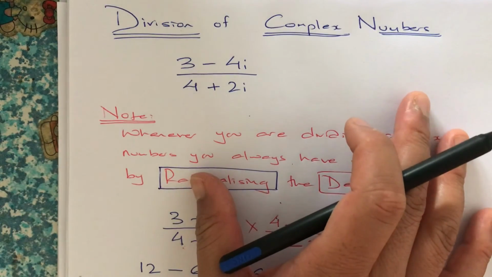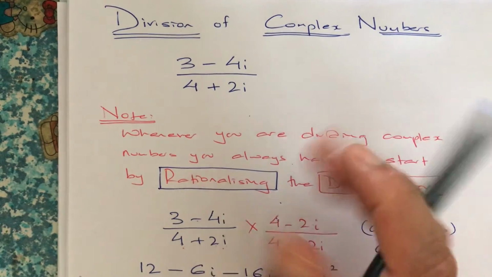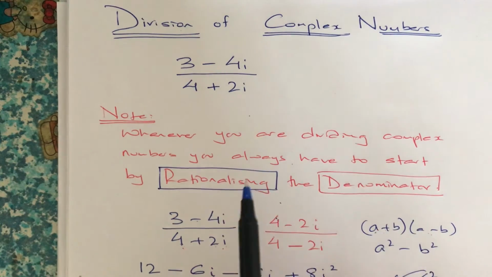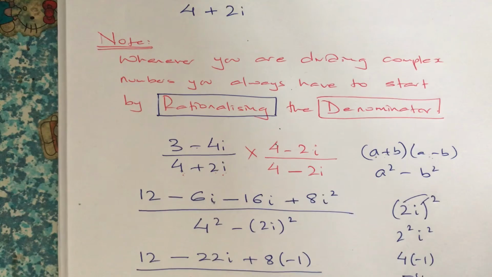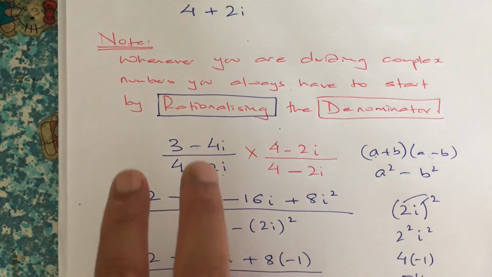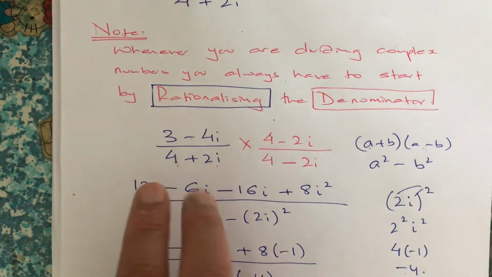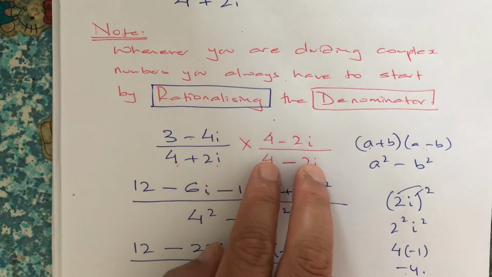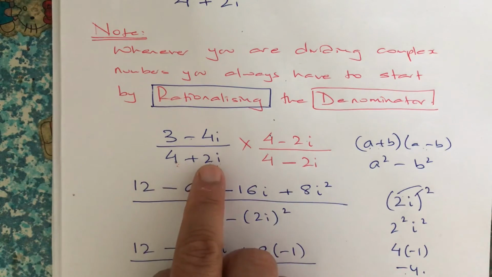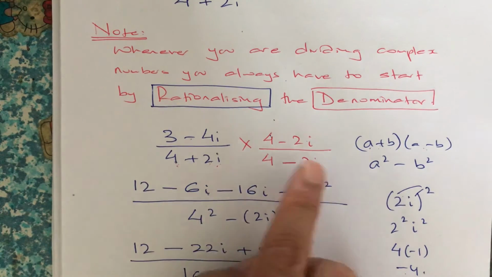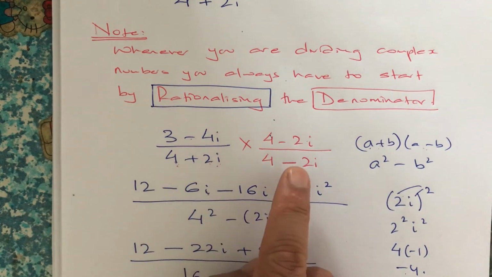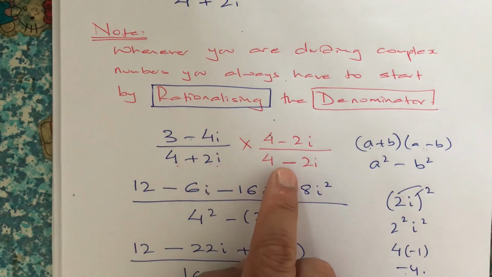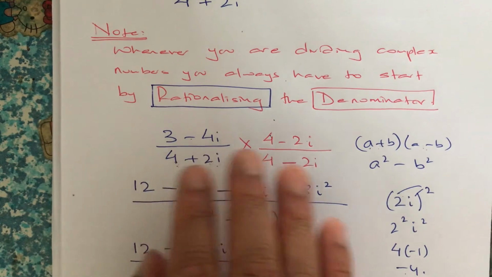Whenever you're dividing complex numbers, we just have to start the sum by rationalizing the denominator. And I've already explained to you how we rationalize the denominator. We just copy the question as it is, and then we just focus on the denominator portion, and whatever values we have, we write the same values. It's just that the sign between them, we change. If I have a plus, we write a minus. If I have a minus, we write a plus, and then accordingly do the multiplication.